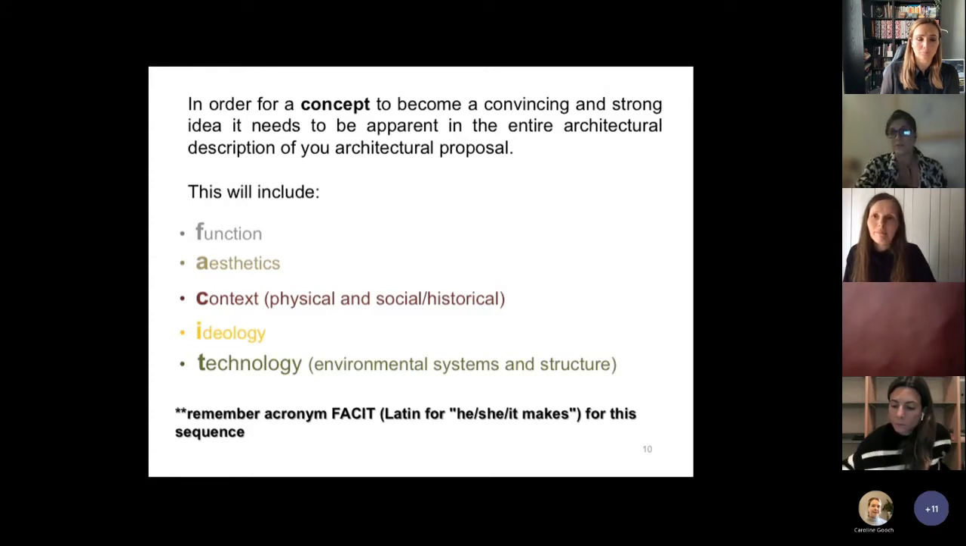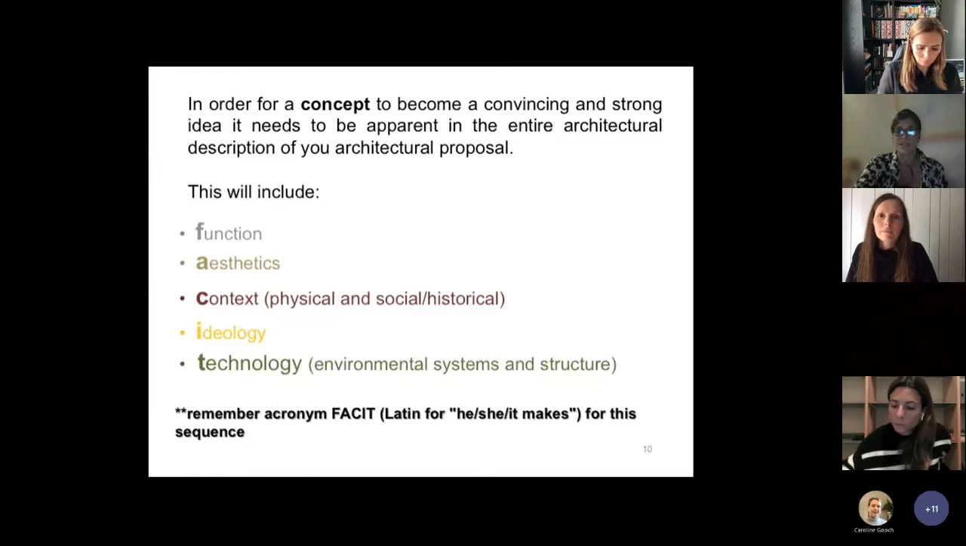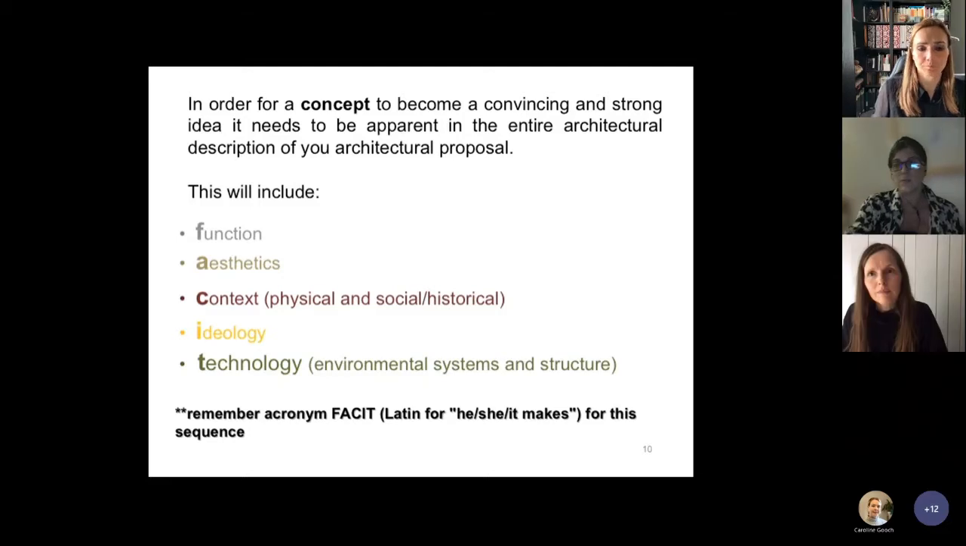So this will include the function of your building, the way that your building looks in terms of its aesthetics, the context, the physical, the social, the historical context, the ideology and the technology, the environmental systems and structure of your building. And there's a little acronym there, FACET, which in Latin means he, she, or it, that makes for this sequence. So I'm going to go through a diploma project.